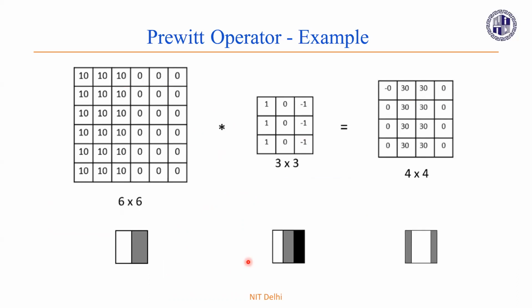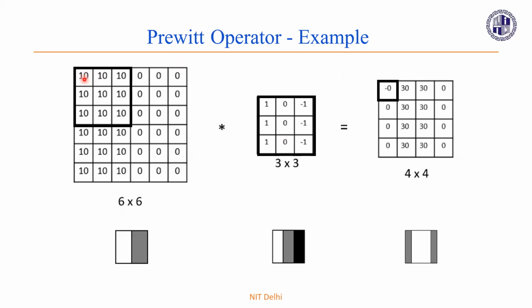So here we can see the example. There is an original image, 6 cross 6. We have to determine this edge. There is an edge over here. So this is the edge which we are going to determine using the Prewitt operator. So we are using a 1, 0, -1 filter, which is the column-wise filter or mask. So we are going to put this filter onto the image. If we put this filter inside this image and calculate the value, we will get 0.